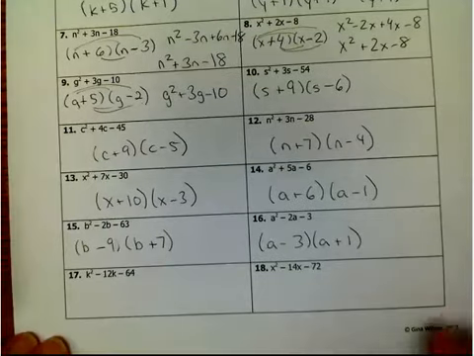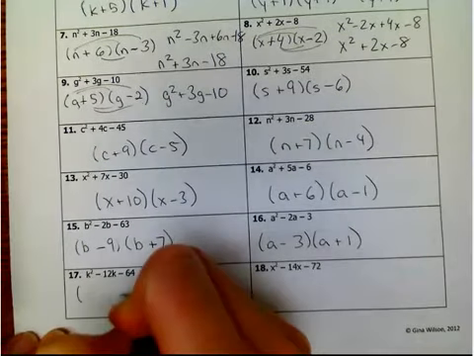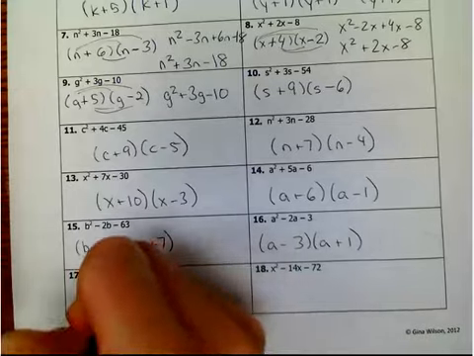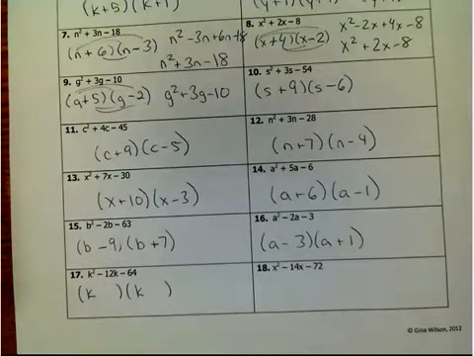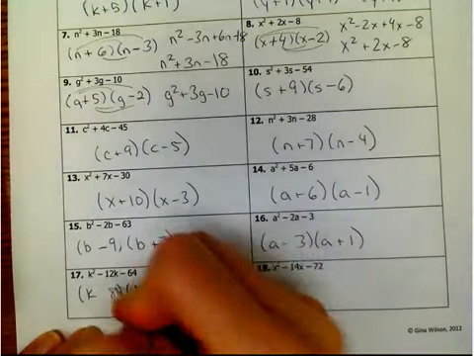Alright, for number 17, we have k's, so I'm going to put k in both of those first positions. Now I need to think through 64. The first thing that comes to my mind is 8 and 8, 8 times 8. But if I put 8 and 8 in there, is that going to work?